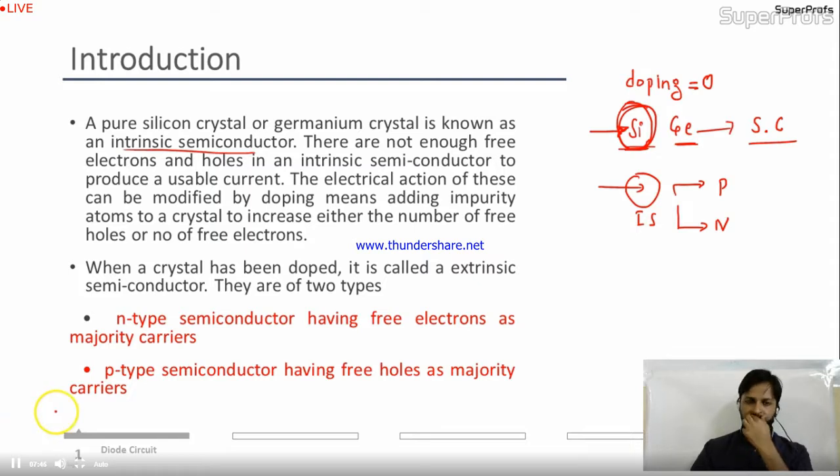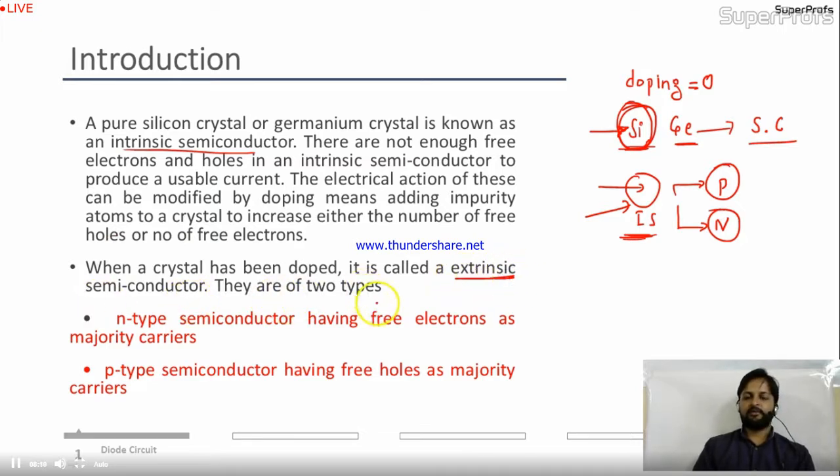So we can convert the intrinsic semiconductor by adding impurity in it into two types, P-type and N-type. By adding impurity atoms to the crystal to increase either the number of free electrons or the number of holes. When a crystal has been doped, it is called an extrinsic semiconductor.